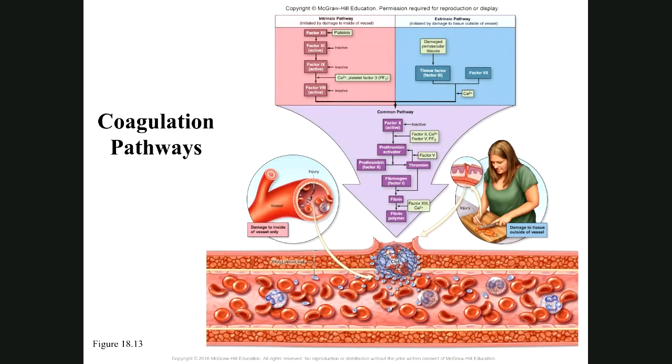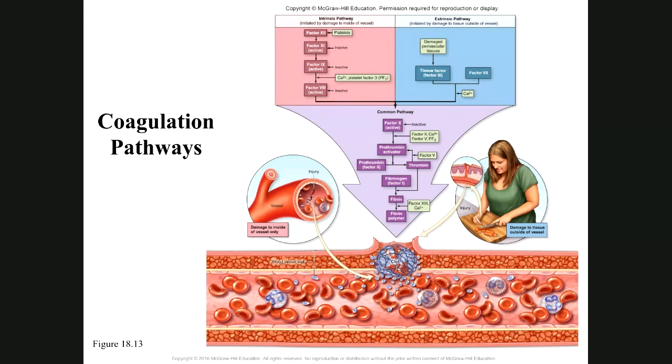In the intrinsic pathway, there are really 5 steps that kind of go along with this. The platelets will adhere to the vessel wall and release factor 12. Then factor 12 converts into inactive factor 11, and factor 11 converts to factor 9, and factor 9 to 8, all along here. This is why it's called a cascade, because all these factors activate one into another.